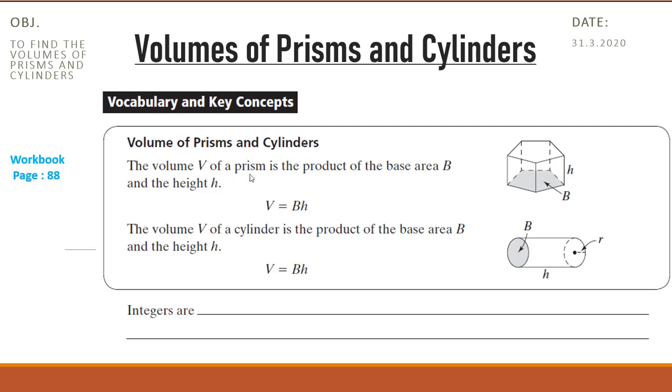Okay, here we have the two rules of the volume of prism and cylinder. For prism, we said that the volume is the product of base area, B capital, and the height, H. The same for the cylinder, the product of the base area and the height.